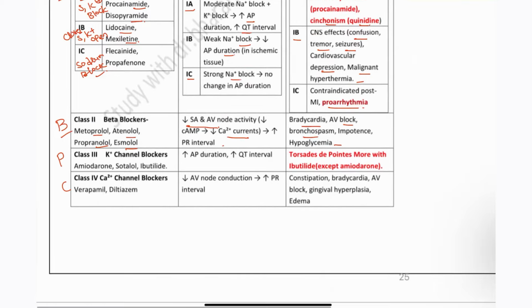Next, class 3, potassium channel blockers. The best examples are amiodarone and ibutilide, and torsades de pointes will be seen most commonly with these drugs. And the best drug among all, amiodarone, is going to be the best drug.